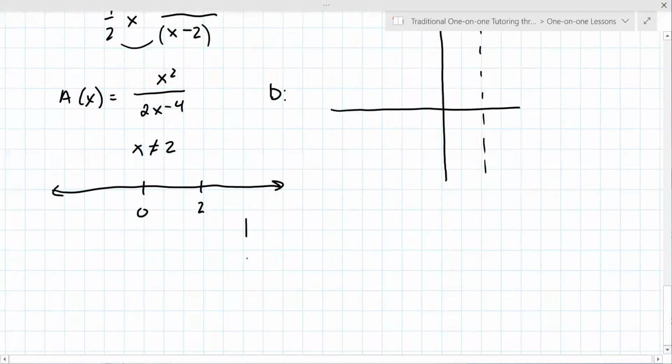So what happens when x is bigger than 2? Well, you get a positive number here, positive number here. That's good. But down here, let's say you pick 1. So you try 1. 1 squared is 1, that's fine. 2 times 1 minus 4 is a negative number. So this is negative, so this is bad. So your domain here is going to be everything bigger than 2 because of that. If that isn't clear, we can go through that again, but this is a very challenging problem to start out with.